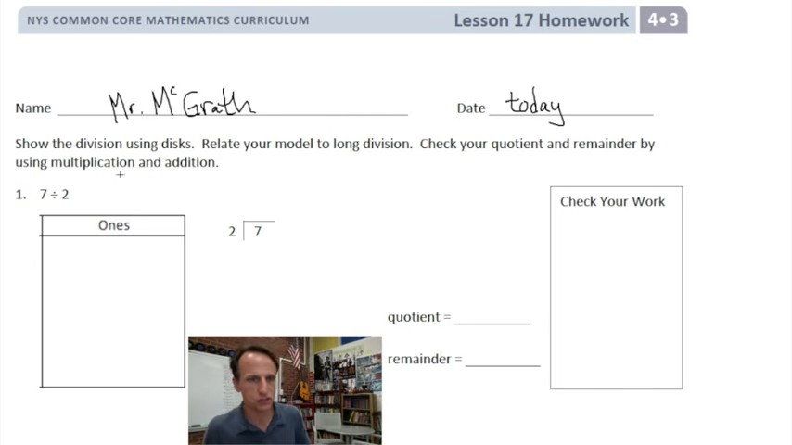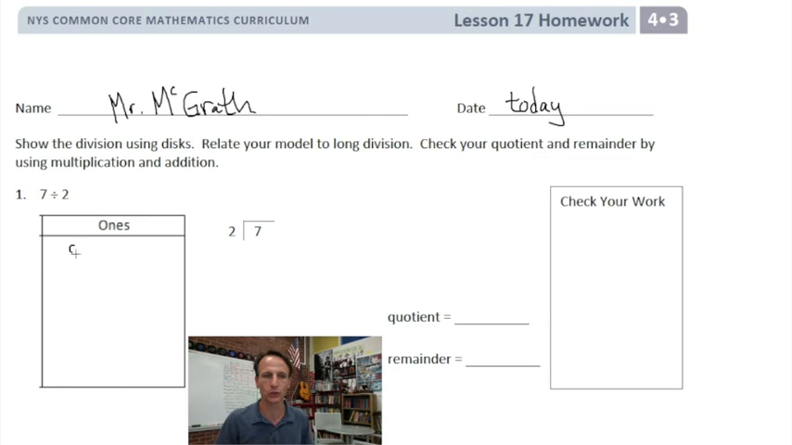Our instructions are to show the division using this. Relate your model to long division. Check your quotient and remainder by using multiplication and addition. Can you believe? This is exactly the same as lesson 16. And there are only 6 division examples to do here. Other kids have 40, 50, 832, 5,000, 8 million, lots of division to do. You got 6 examples, man. Lucky you. All right, so let's do it.